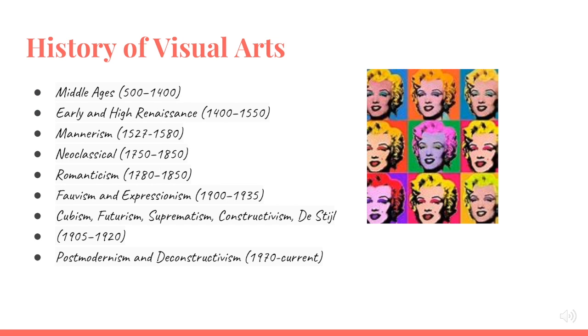Continuing on. Below is the different art periods, and different forms of art were created during these periods. We have the Middle Ages, early and high Renaissance, Mannerism, and so on and so forth. During the Mannerism period, this art was created to defy the rules and break the laws. It wasn't typical art that we saw that was just religious.